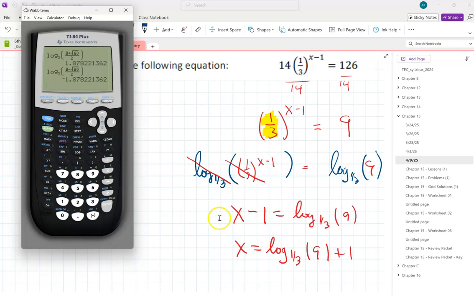So remember, to get the log where I can pick the base, I need to press the math button and then scroll all the way down and choose the logBASE command. And then I can just type this in exactly like it looks like on my sheet of paper. And I get -1 for my answer.